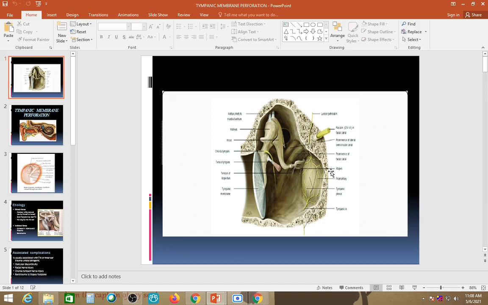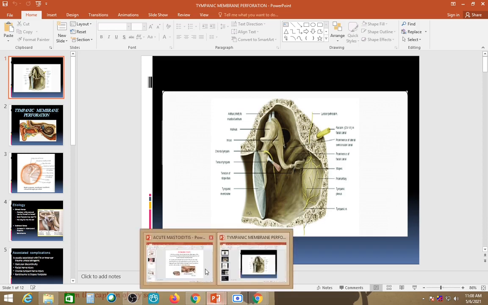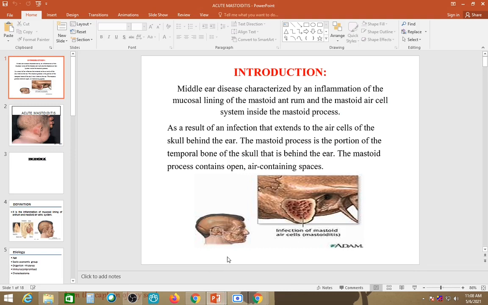And today we will discuss middle ear infections, but not only otitis media, rather other diagnoses as well. Let's see one by one. I'll try to cover two topics today. And let's see the introduction.